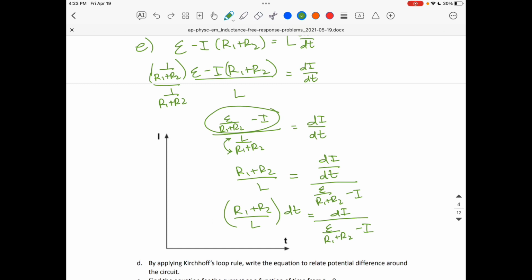Actually, I'll integrate here because this is constant, 0 to time t. And then I integrate here from our starting EMF, which is EMF over R1, to some arbitrary current. And obviously, we're going to have to use substitution.